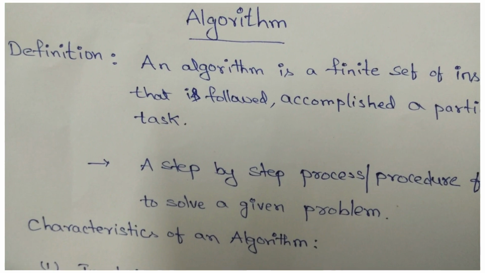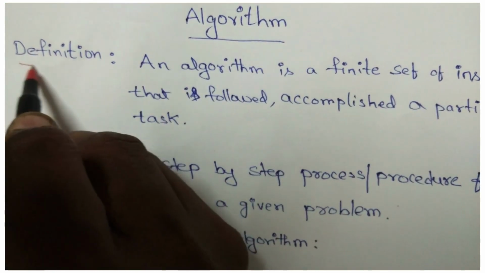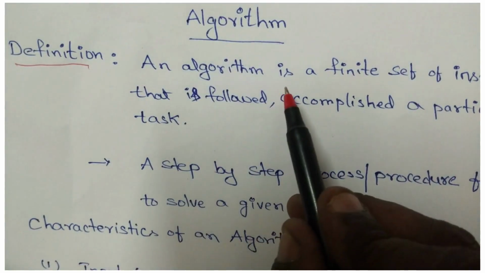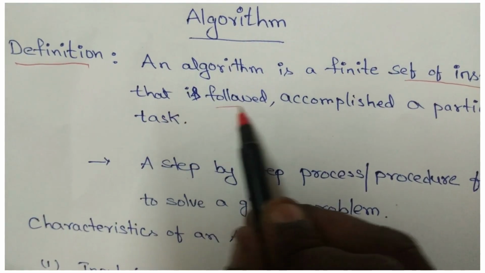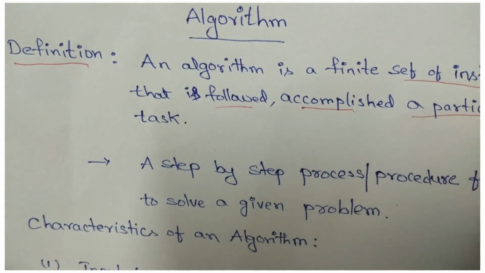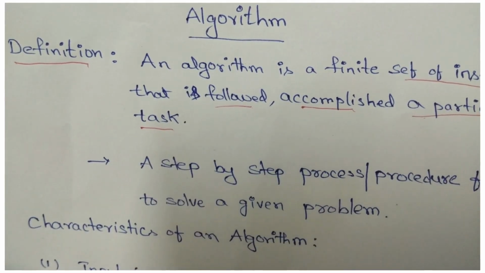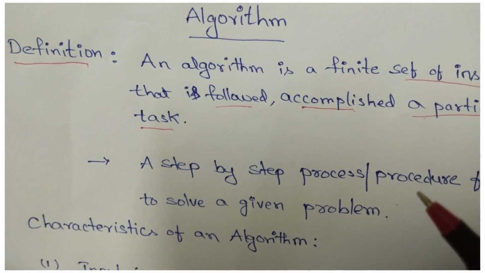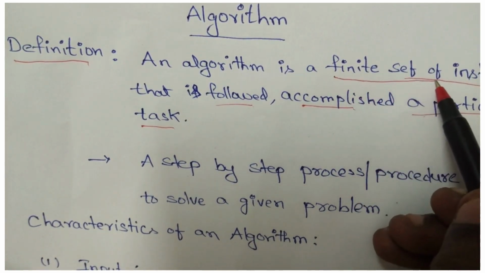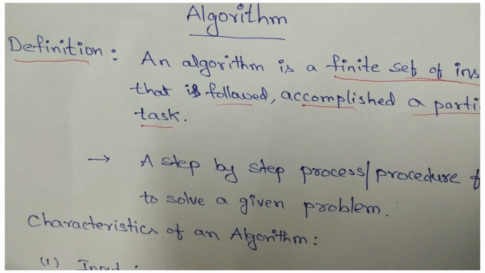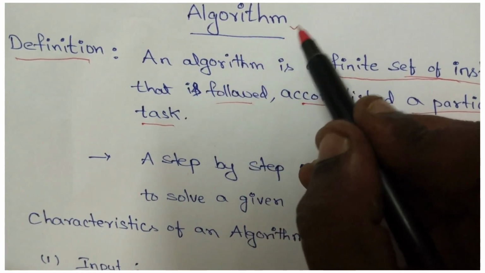Today I am going to discuss algorithms. What is the definition of an algorithm? An algorithm is a finite set of instructions that is followed to accomplish a particular task. That means if you want to solve any problem, that problem will be solved with a finite set of instructions and steps, which is simply called an algorithm.